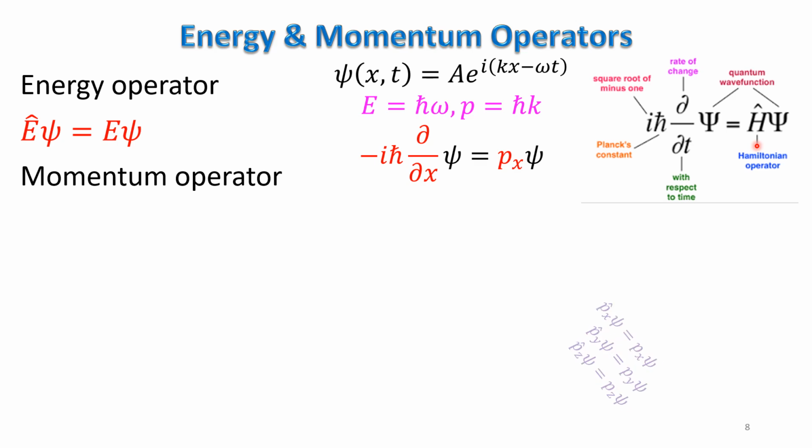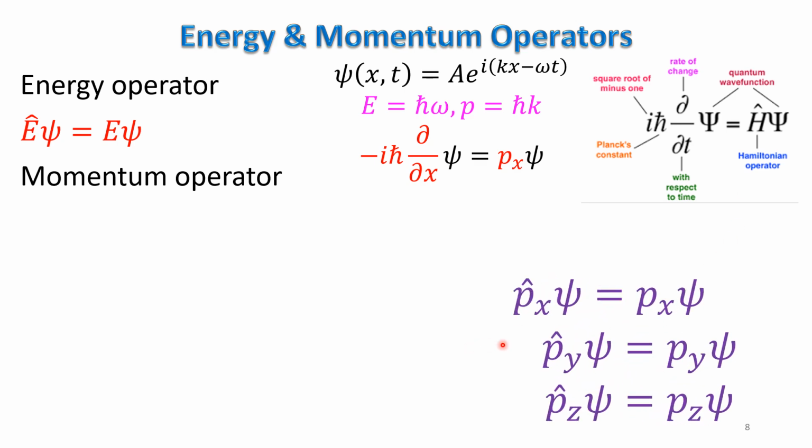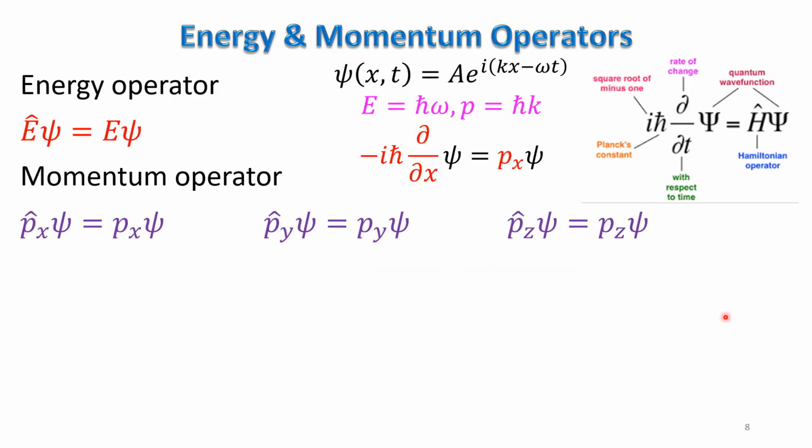Now, for the momentum operator we will have 3: x component, y component and z component. P hat suffix x operated on wave function psi offers the x component of momentum into psi. So this momentum operator operated on wave function psi yields the eigenvalue px, which is momentum, into the wave function. Same applies for the y and z components.